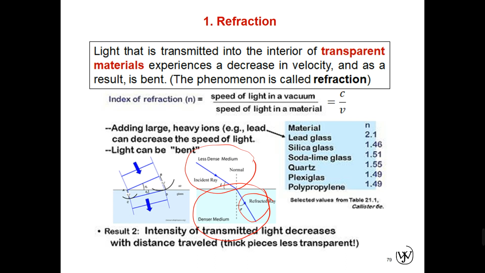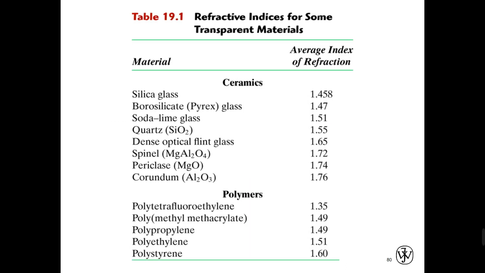Adding large heavy ions, for example lead, can decrease the speed of light. Light can be bent. Okay, we have the refractive index from this table. Let me show once again. Intensity of transmitted light decreases with distance traveled. Thick pieces are less transparent. So these are the average index of refraction.